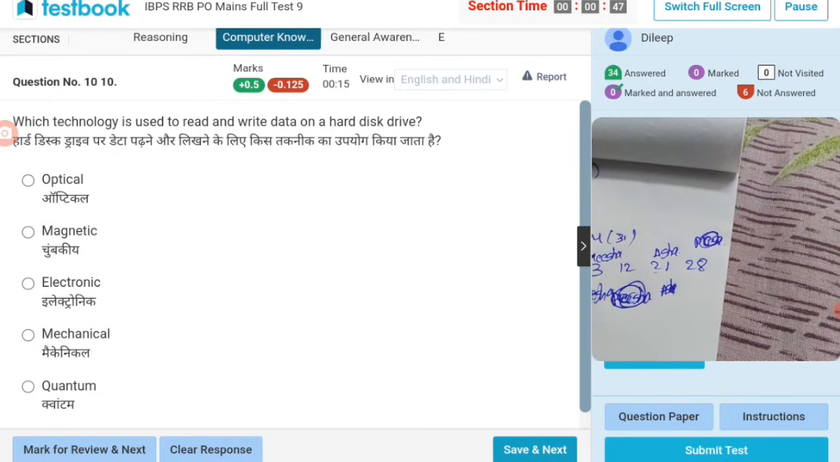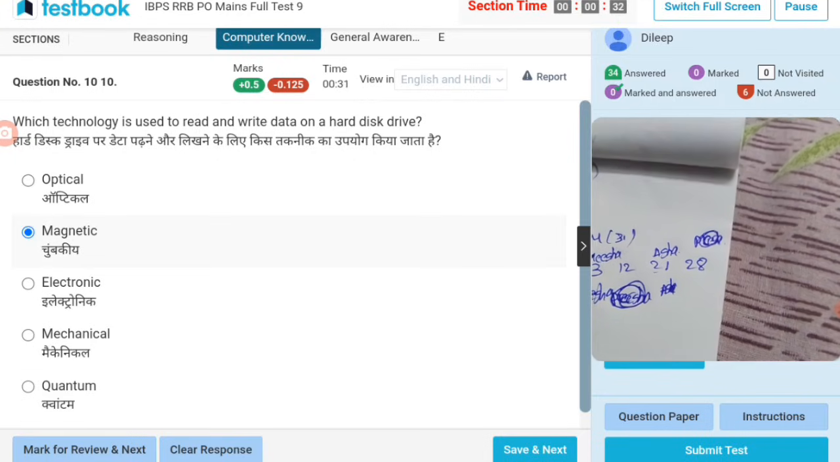Which technology is used to read and write data on a hard disk drive? Quantum or optical? Read and write is quantum.